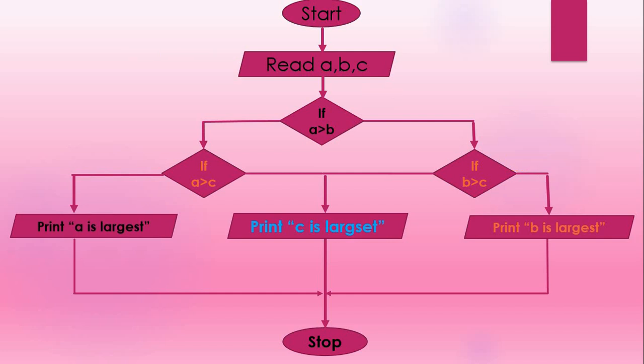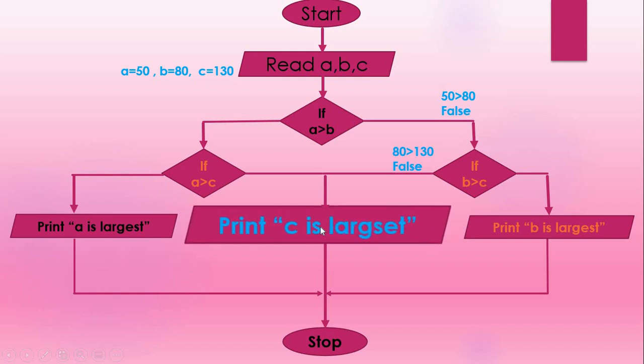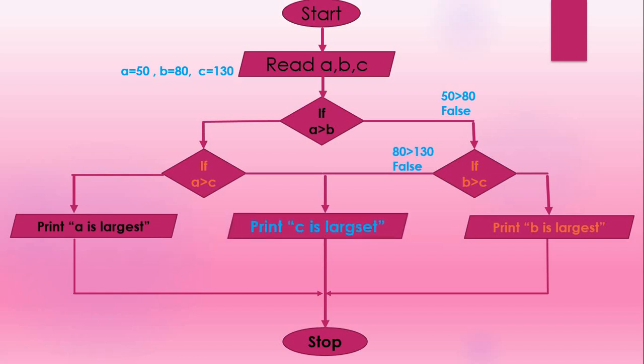Let us take one more example. Suppose A value is 50, B value is 80 and C value is 130. So first two numbers are compared, that is 50 and 80. In this case, condition becomes false. So it comes here, it checks whether 80 is greater than 130. In this case, the condition becomes false. So when this is false, it comes here and it prints C is largest. This is how this algorithm works.